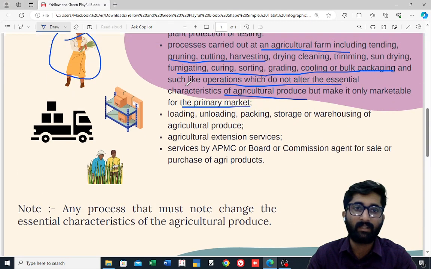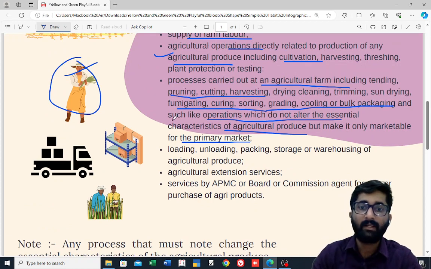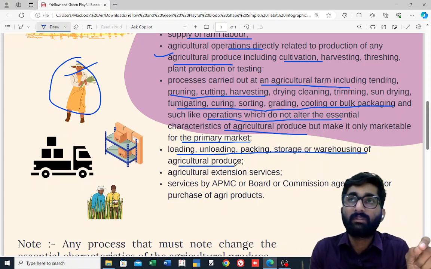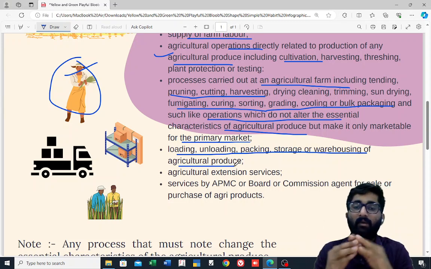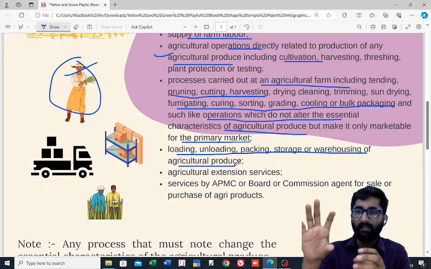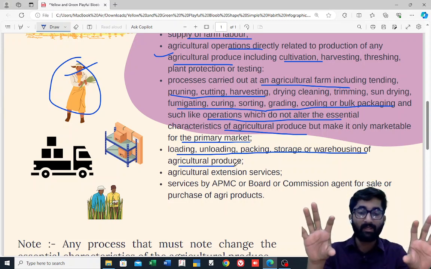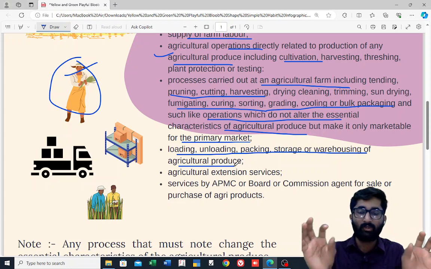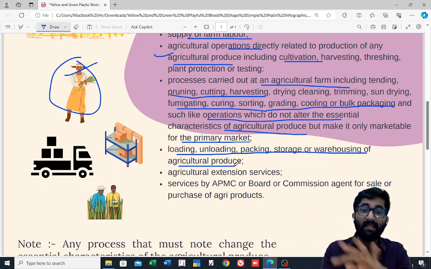Once you put it in a gunny bag, later you have to do the loading, unloading, packaging, storage or warehousing of the agricultural produce. What is agricultural produce? That which is for the primary market. I'll give you one example. Tomato is agricultural produce. Tomato ketchup is not agricultural produce. Potato is agricultural produce. Potato chips is not agricultural produce, because the essential characteristic has changed.